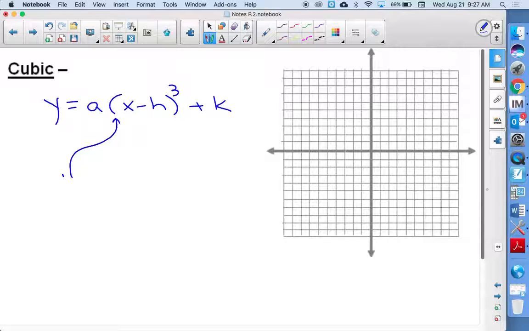So one half goes up, the other half goes down. Whereas the parabola goes both.